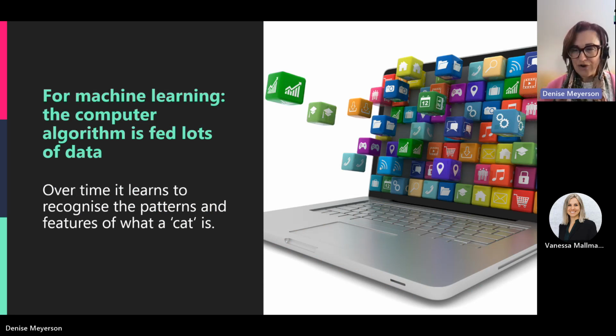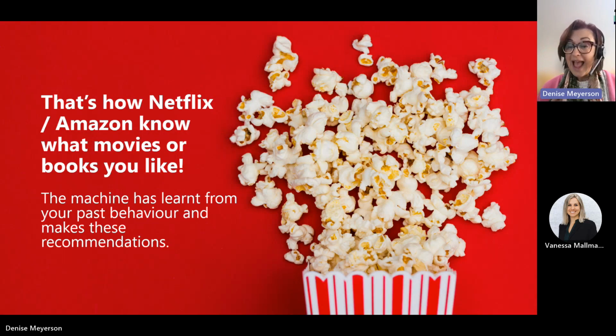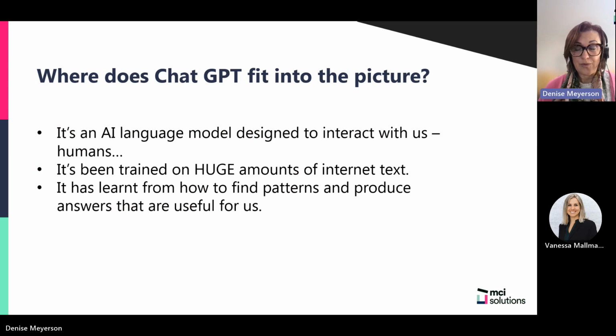And so for machine learning, the algorithm is fed lots and lots of data, and over time it starts to recognize the patterns and the features of these cats, which could represent any type of information. And that's how Netflix and Amazon start to get to know which movies or books you like, because the machine is learning from your past behavior and is able to make recommendations for you.